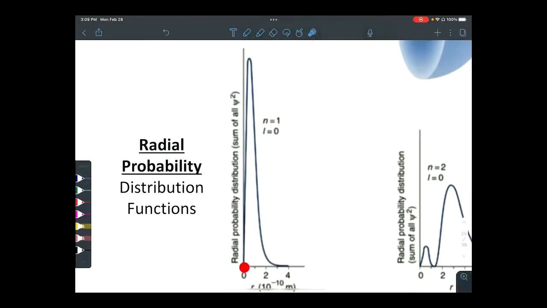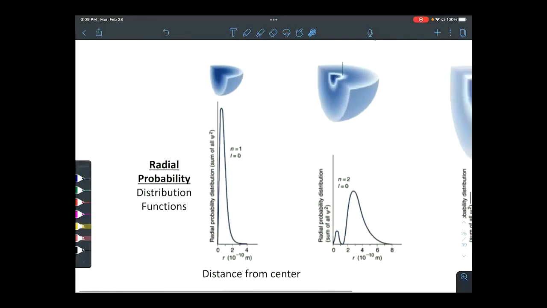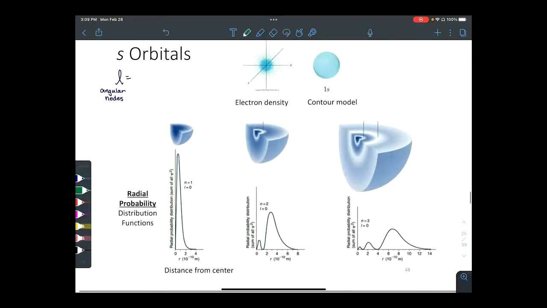If we are right at the nucleus at a distance of 0, we won't find any electrons. But as we start to increase our radius out, we have a higher probability of finding an electron. But then once we get far away enough, we don't find them anymore, all right? So this is for a 1s electron.